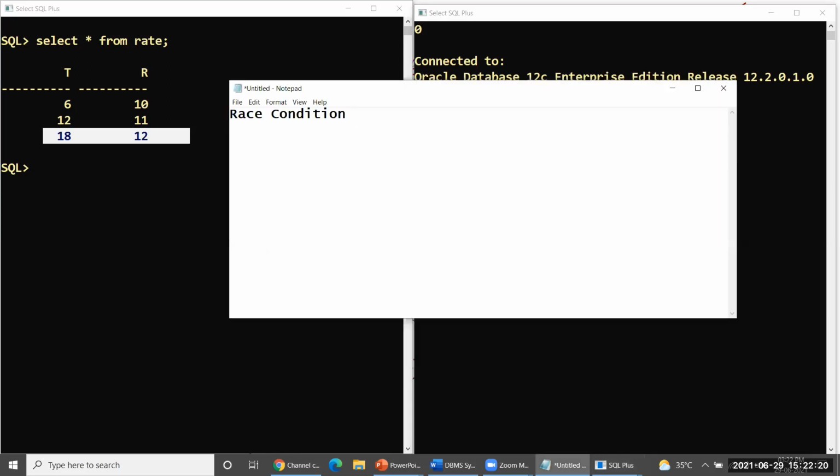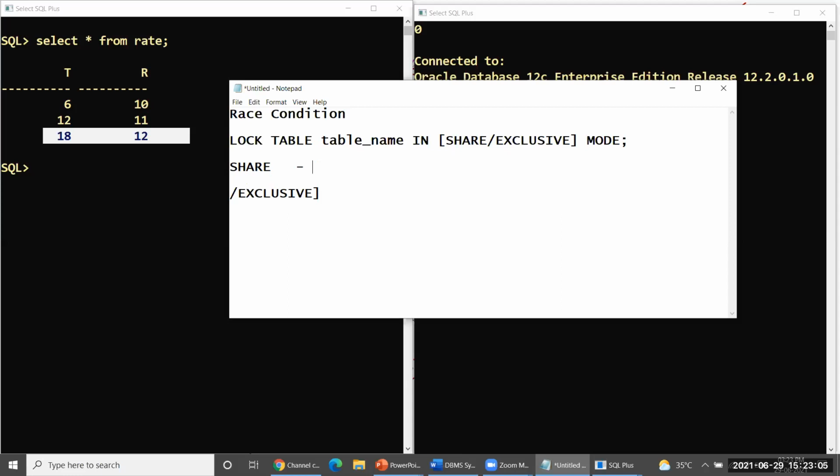This is the command which we have to operate: lock table, table name, in share or exclusive mode. So here the table has been locked in either shared mode or exclusive mode. If you consider the shared mode, what does it mean?